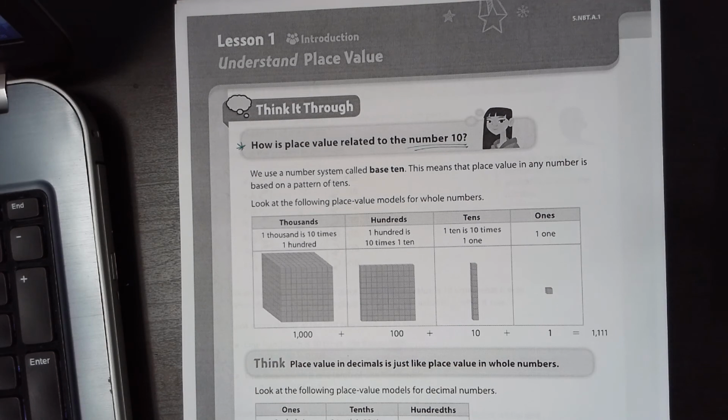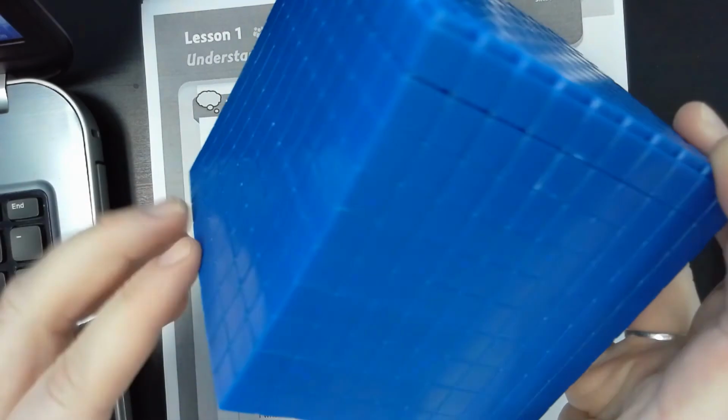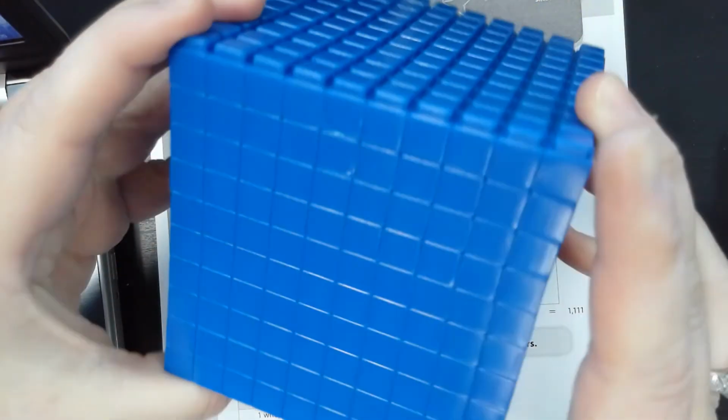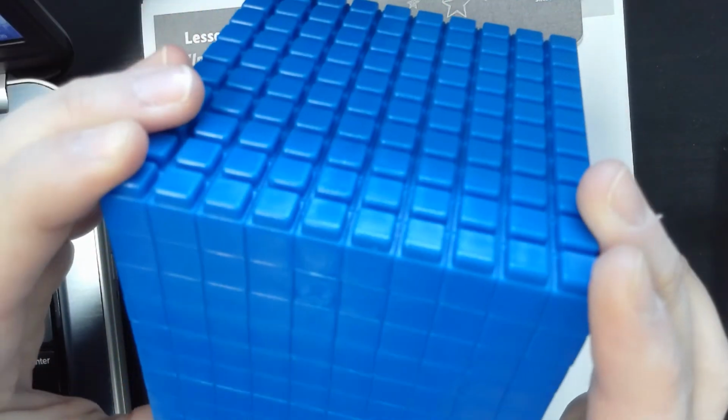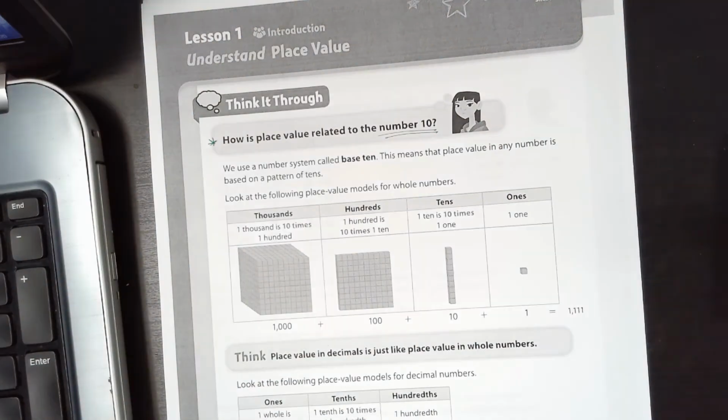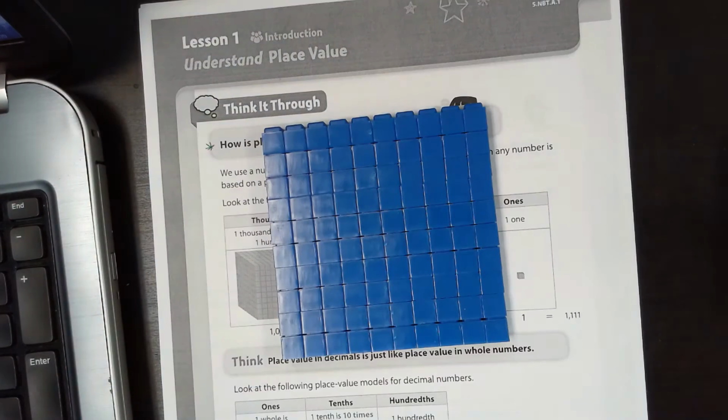Now, these place value models you have seen probably all the time since you've been in school. You have the cube, which looks like this, okay? Now, the cube represents 1,000, okay? So whenever you see this cube, it's equal to 1,000. All right? You also have what we call the flat. The flat is worth 100. Now, why is it worth 100? Well, because there are 100 of these little unicubes there. Okay? So we have the cube is 1,000.